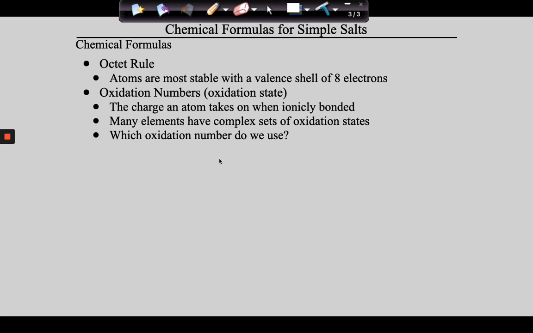Guys, write this down. Here's the rules. So which oxidation numbers are we going to use? Well, it goes like this. If it's a metal, if there's only one, we're going to use it. So guys, sodium can only be +1, so we're going to use +1.